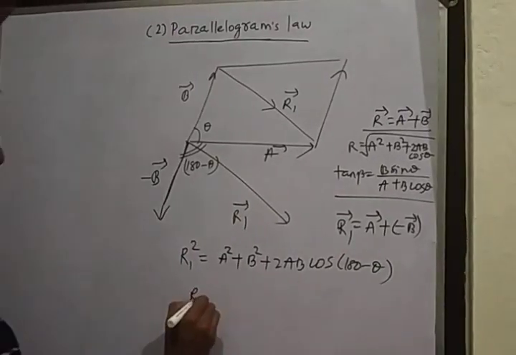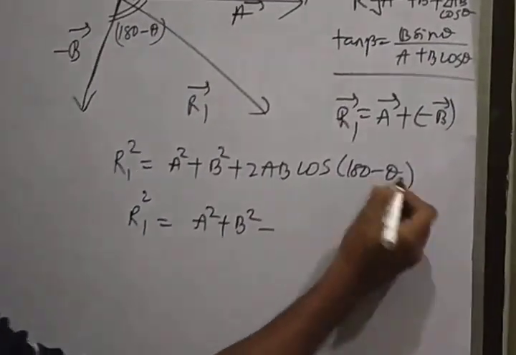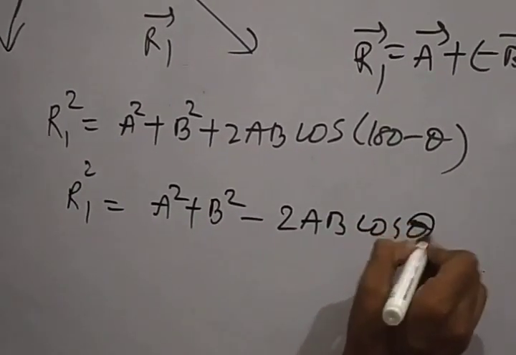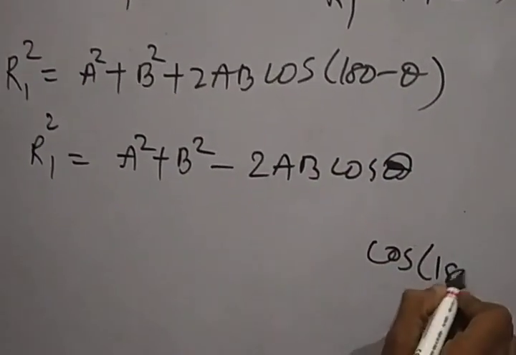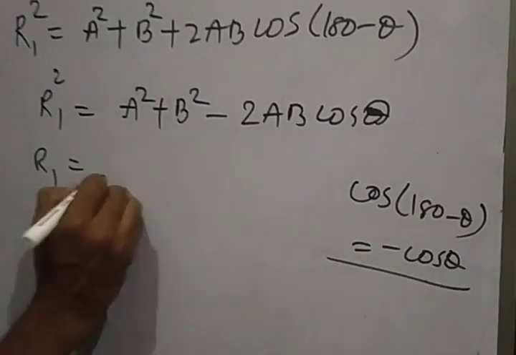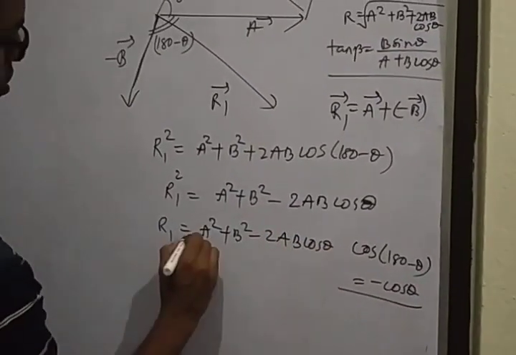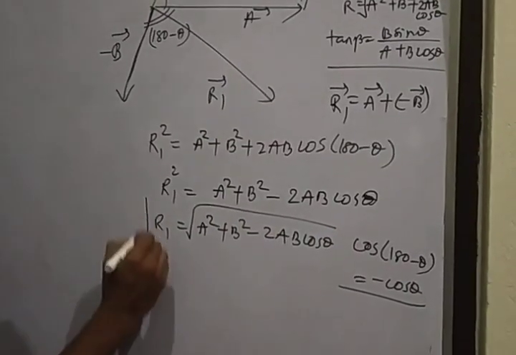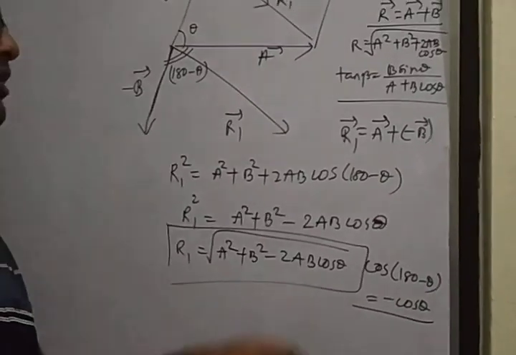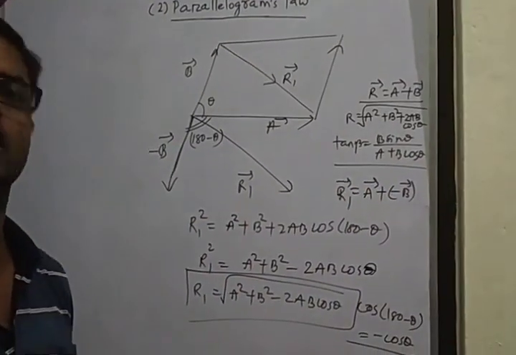So now my R1 square will be A square plus B square, okay, I am writing it as a square. Cos 180 minus theta is minus cos theta, so minus 2AB cos theta. This is very simple. You know, cos 180 minus theta is minus cos theta. I am using that. So my R1 will be the root over A square plus B square minus 2AB cos theta. So this will give me the magnitude. And for direction, you can use this formula, but you have to put sin 180 minus theta and cos 180 minus theta. Then things will be easier.